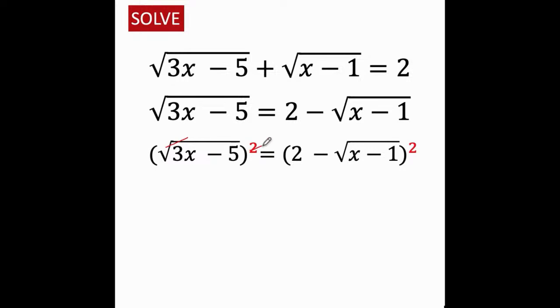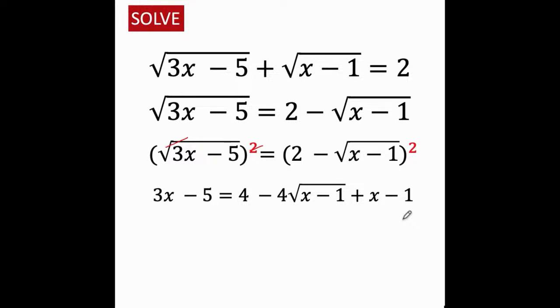So our left side is now 3x minus 5, but the right side would still contain a radical, because when we square this binomial, the result would be the square of the first term, 2 squared or 4, then twice the product of the first and the second terms. So 2 times 2 times the square root of x minus 1 is 4 times the square root of x minus 1. We copy the minus sign. Then we square the second term. That would be easier because we will be able to eliminate the square root and the exponent 2. So we have x minus 1.